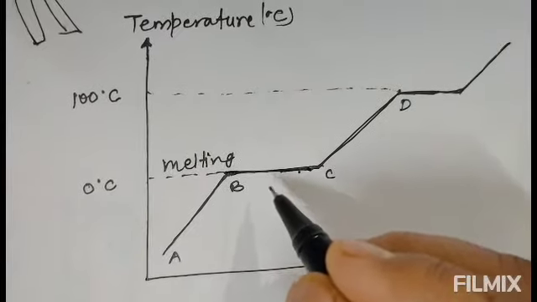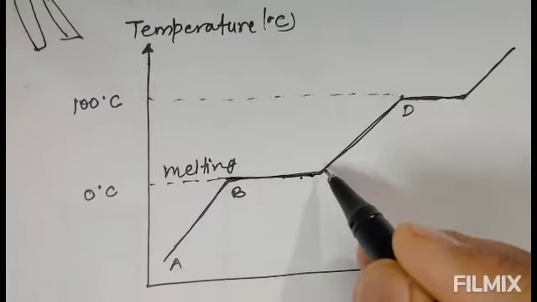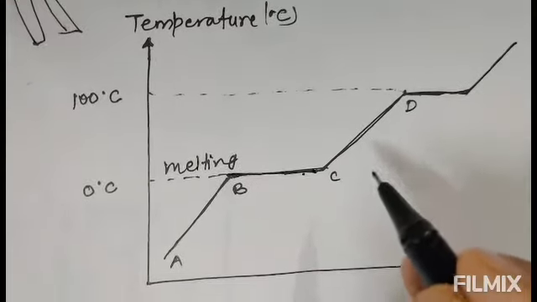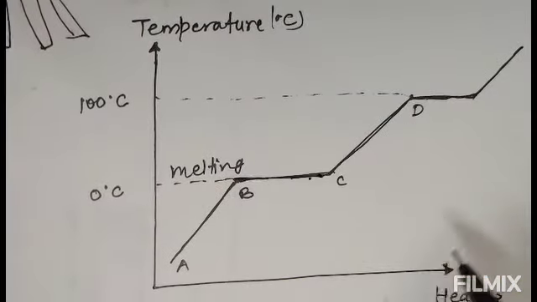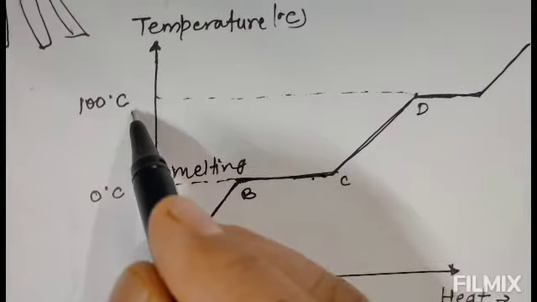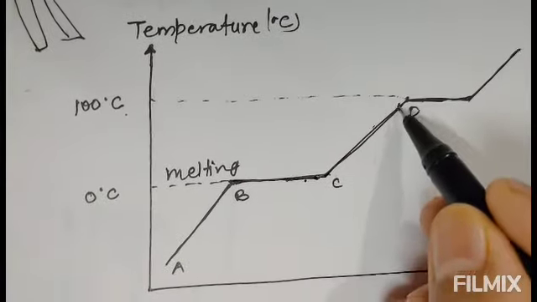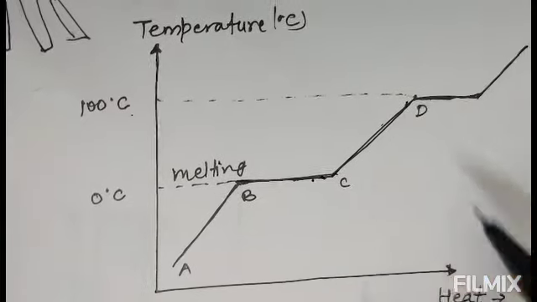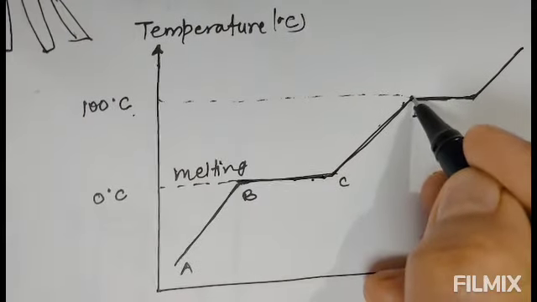And after the whole ice is converted into water, if we continue heating, we will note that the temperature of water in the beaker begins to rise till it reaches 100 degrees Celsius. You will see the graph is gradually increasing here. That means as we increase the supply of heat, the temperature is also increasing up to 100 degrees Celsius.